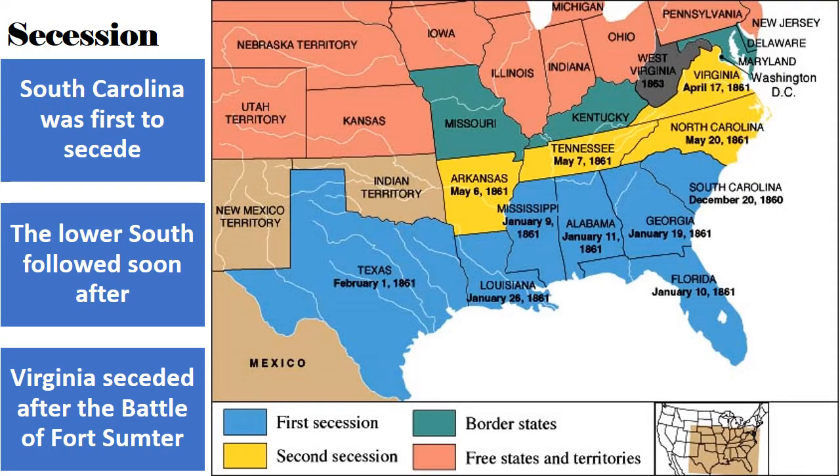Southerners saw secession as the only way to preserve slavery and the Southern way of life. Remember that after Lincoln's election, South Carolina's legislature voted to secede from the Union. Soon thereafter, Mississippi, Florida, Alabama, Georgia, Louisiana, Texas, and finally Virginia joined them.